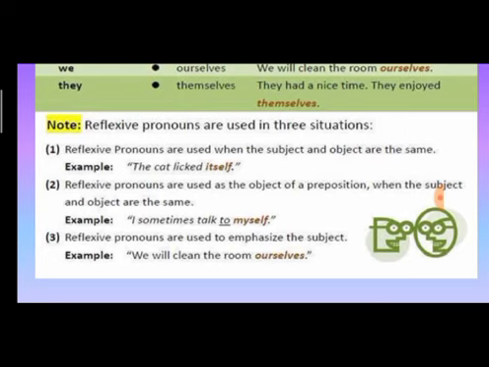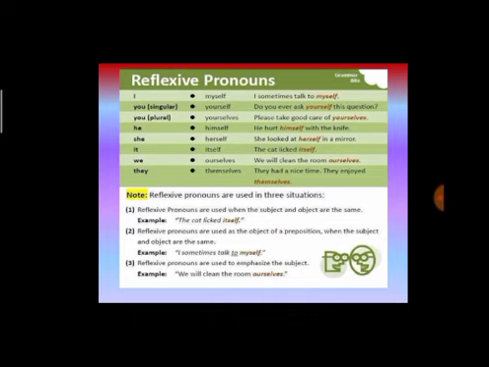Then reflexive pronouns are also used to emphasize the subject, means to put more emphasis, to give more importance to the subject or show light on that subject. So the example is, we will clean the room ourselves. Okay. Now let us go to the next part.